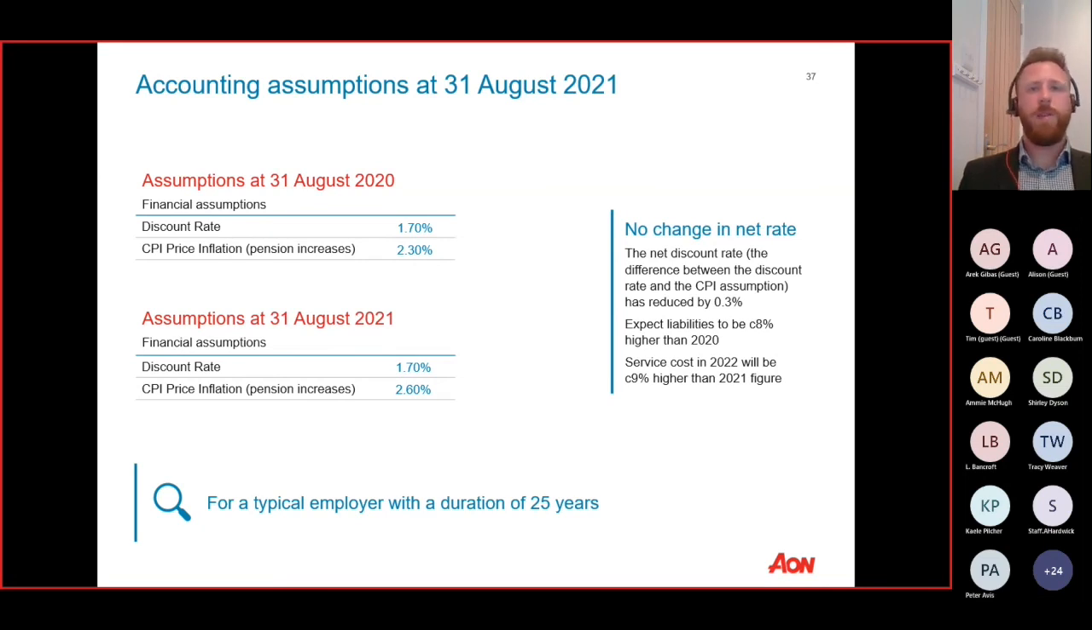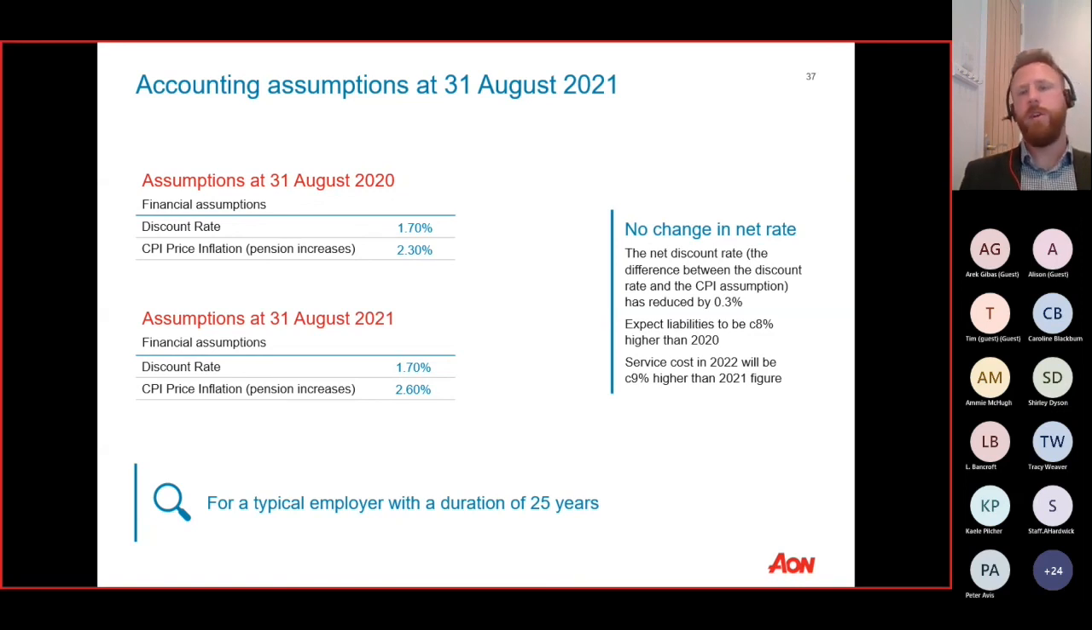At August 2021, we have a discount rate of 1.7%, so there's no change there. But as suggested by the market data, the pension increase assumption has increased. It's actually increased to 2.6%. So our net discount rate has gone from minus 0.6 down to minus 0.9, a reduction of 0.3%, meaning that the liabilities calculated this year will be higher than those reported at 2020. And a rough rule of thumb would suggest that increase might be around 8%.